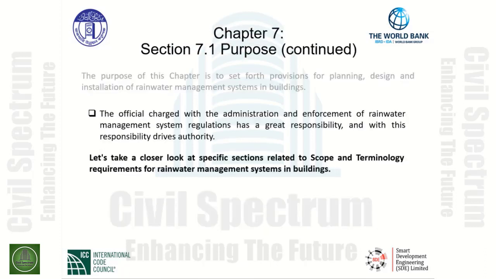Section 7.1 Purpose continued. The official charged with the administration and enforcement of rainwater management system regulations has a great responsibility, and with this responsibility drives authority. Let's take a closer look at specific sections related to scope and terminology requirements for rainwater management systems in buildings.